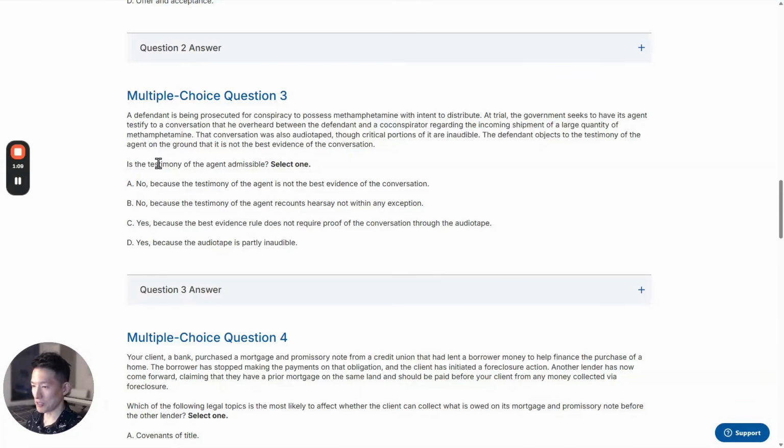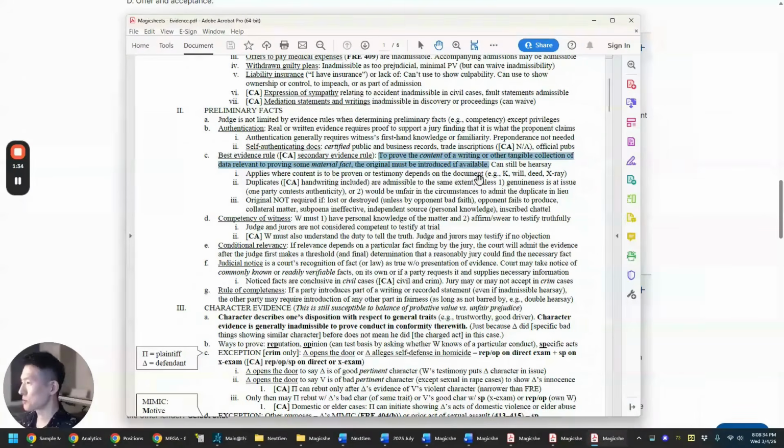This is about the best evidence rule, so you have to know what the best evidence rule is and how it works. The best evidence rule requires the original writing, recording, photograph, etc. when someone's trying to prove the contents of that item. But this rule only applies when the party is trying to prove the content of the writing or the recording itself. To prove the content of a writing, the original must be introduced if available, and it applies where the content to be proven depends on that very document. So it's got to be the original to reduce error, and the original is not required if that original is lost, the opponent cannot produce it, or if there is some personal knowledge.